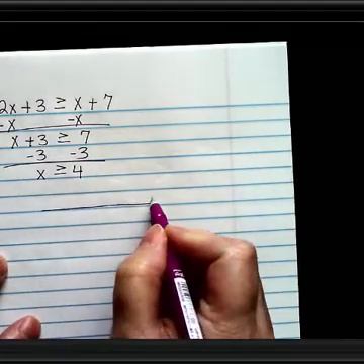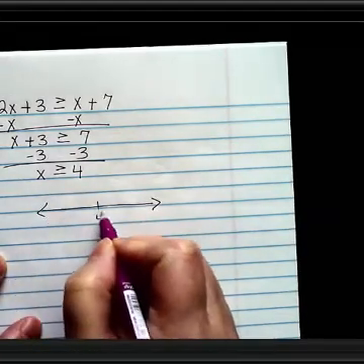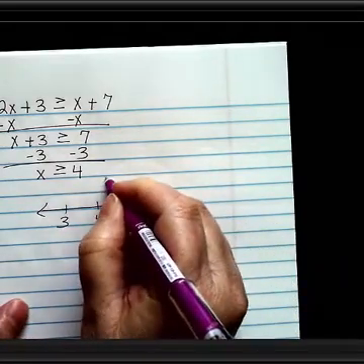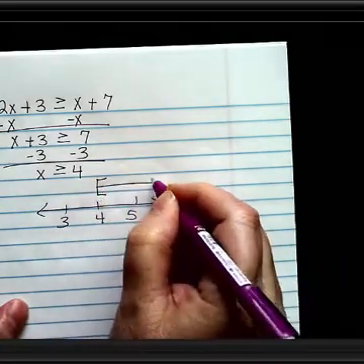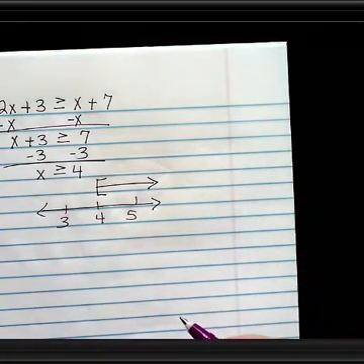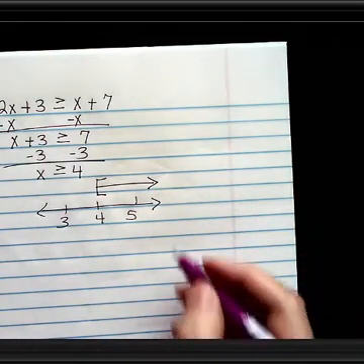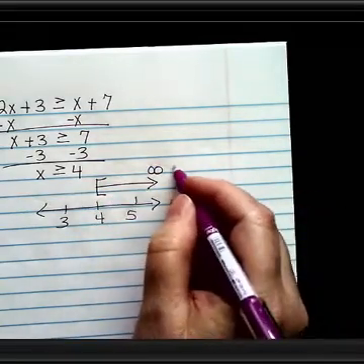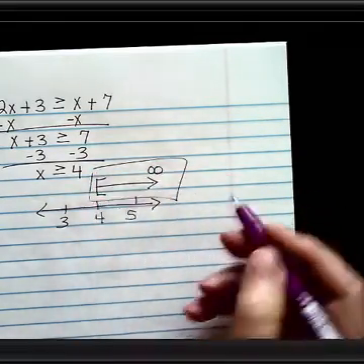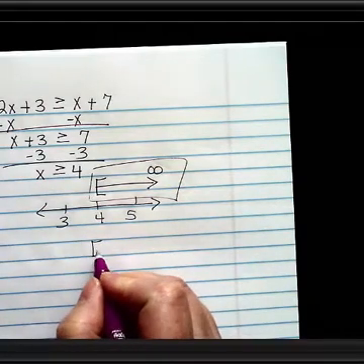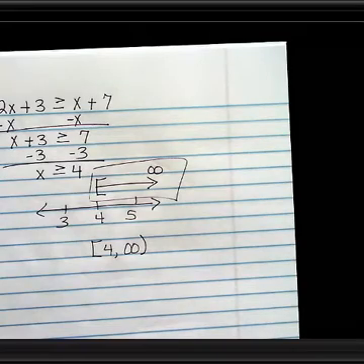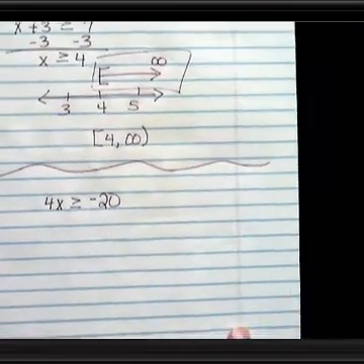A graph of this would be a bracket on 4 going towards the positive direction. So this is to positive infinity. So then I just rewrite this in interval notation would be 4 comma infinity parentheses. Let's take a look at this one.